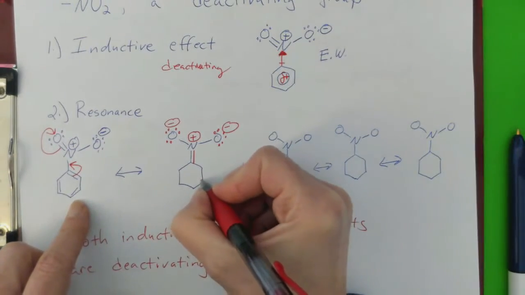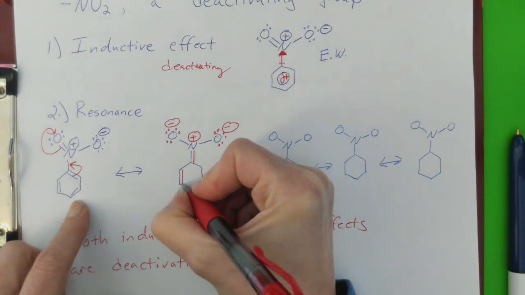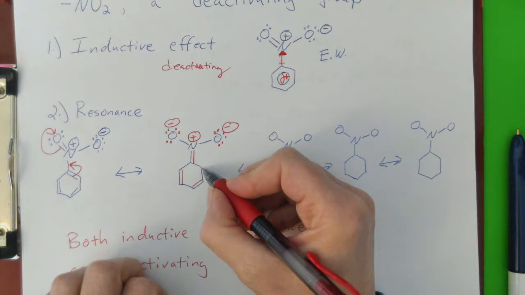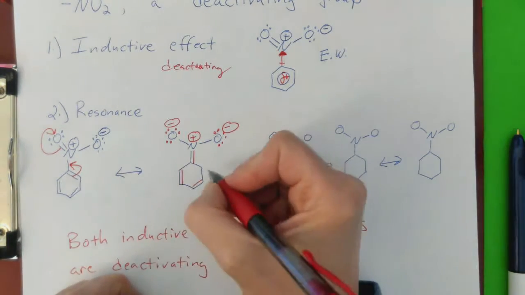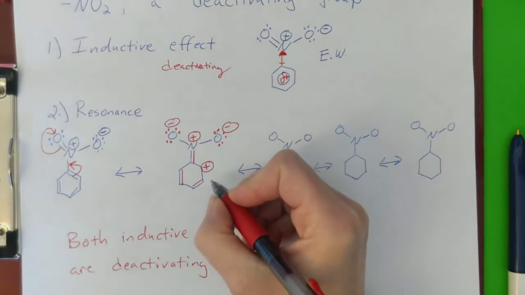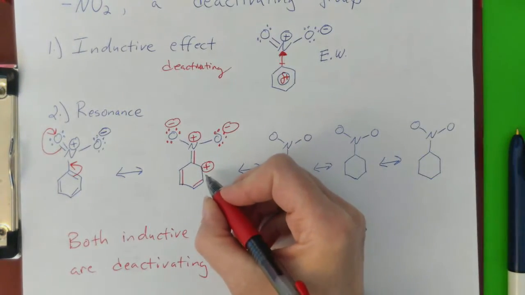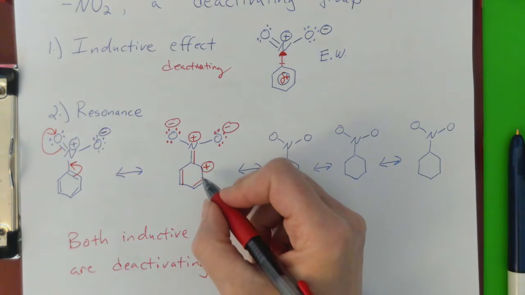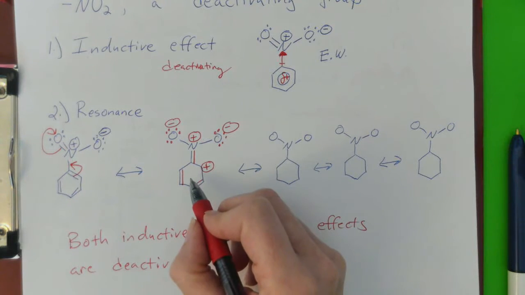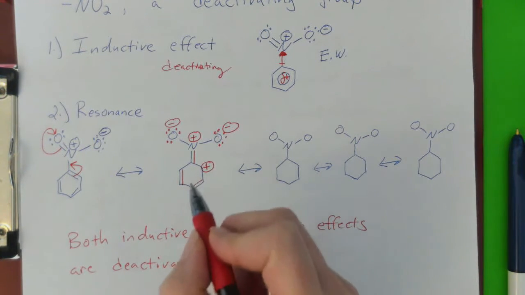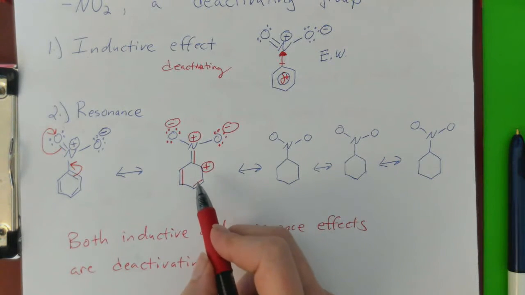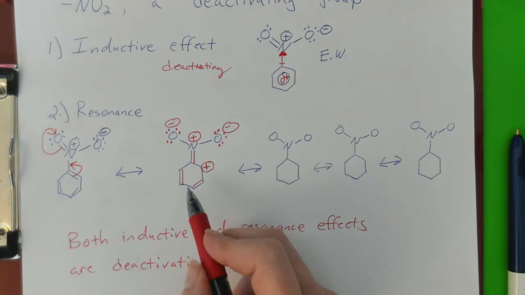In the ring, we still have this and we still have this. Now notice here, this carbon just has 3 bonds. Remember, there's a hydrogen here. So this is really an arenium ion. Remember that an arenium ion is a very specific type of carbocation. So notice here that we have a positive charge in the ring. That means we're making the ring less nucleophilic. So again, from a resonance standpoint, we're going to expect the nitro group to be deactivating.